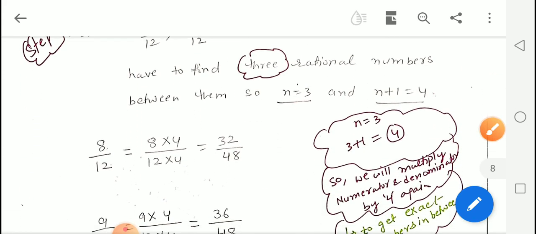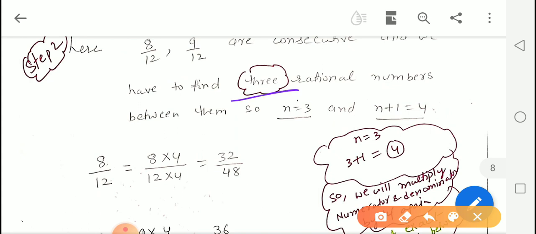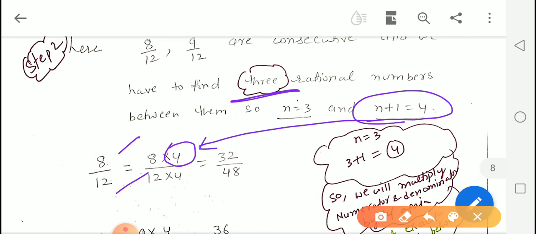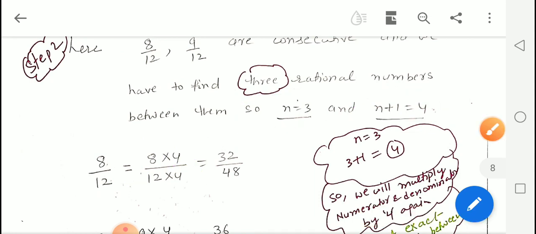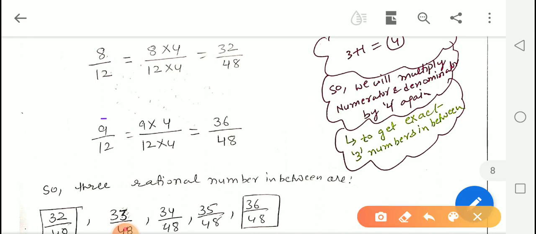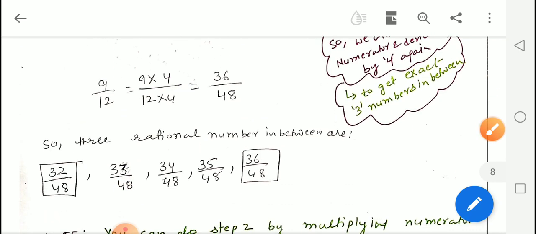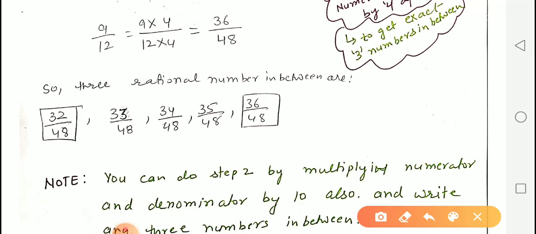But for finding the exact three rational numbers between them, we will do the n plus 1 method. n plus 1 is 4, so we will multiply the numerator and denominator by 4 and we will get 32 by 48 as an answer. Similarly, for 9 by 12, we will multiply numerator and denominator by 4. We will get 36 by 48 as an equivalent rational number. And in the next step, we will write the rational numbers in between them. Like this, we have written in increasing order.